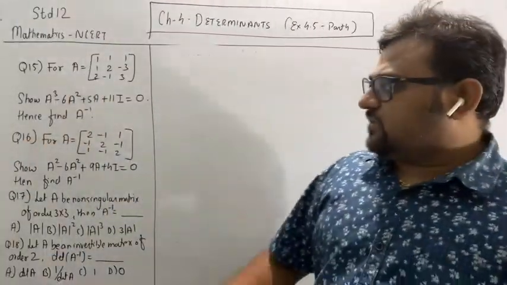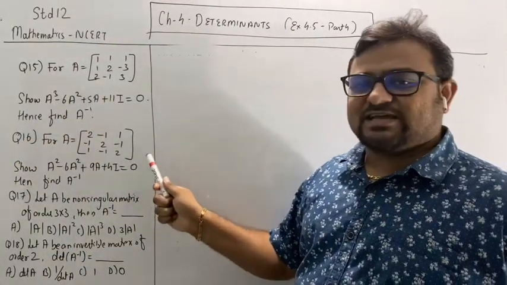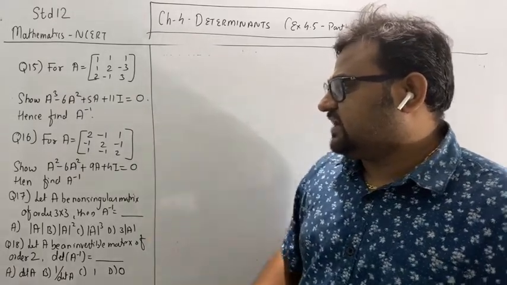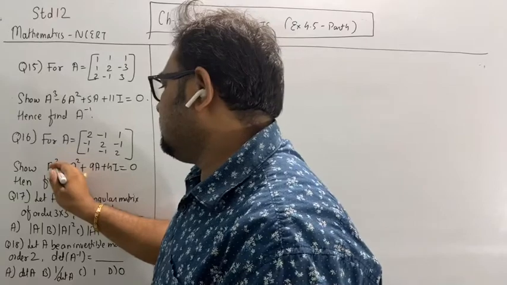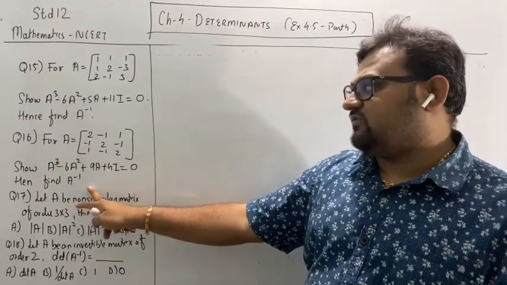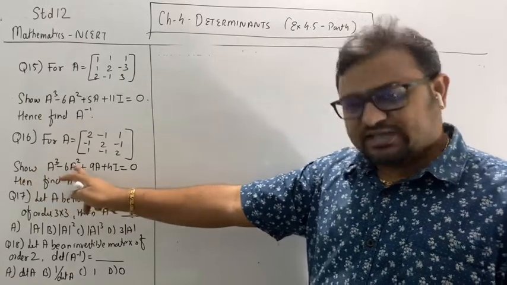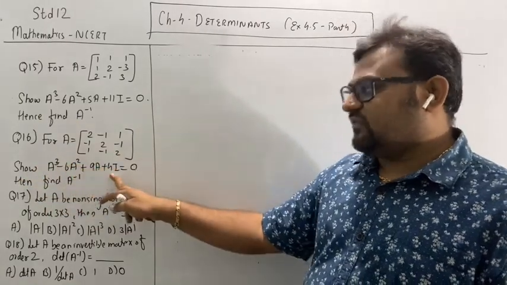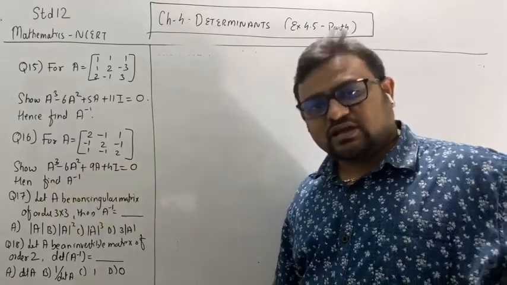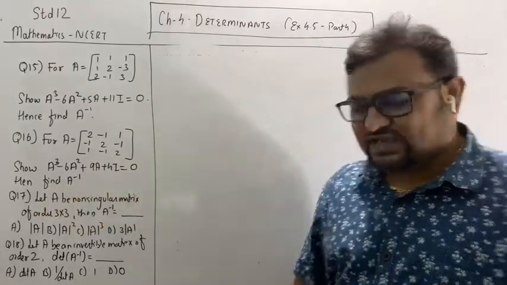Now, question number 16 is exactly similar to question number 15. Again, a 3 cross 3 matrix is there. Here it's A cube. You have to verify this and then find A inverse. So first step, find A cube and A square. Then put that value, verify this, and then multiply both the sides by A inverse and find A inverse. Clear? Now let's move to 17.